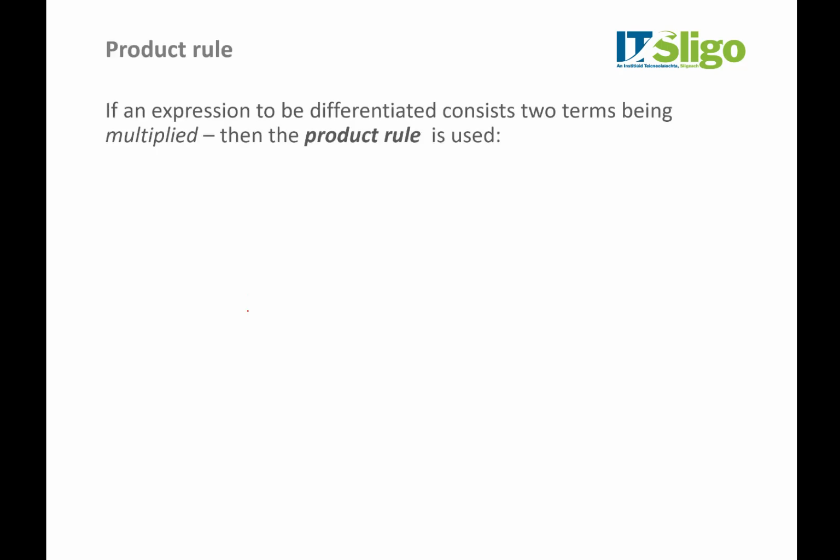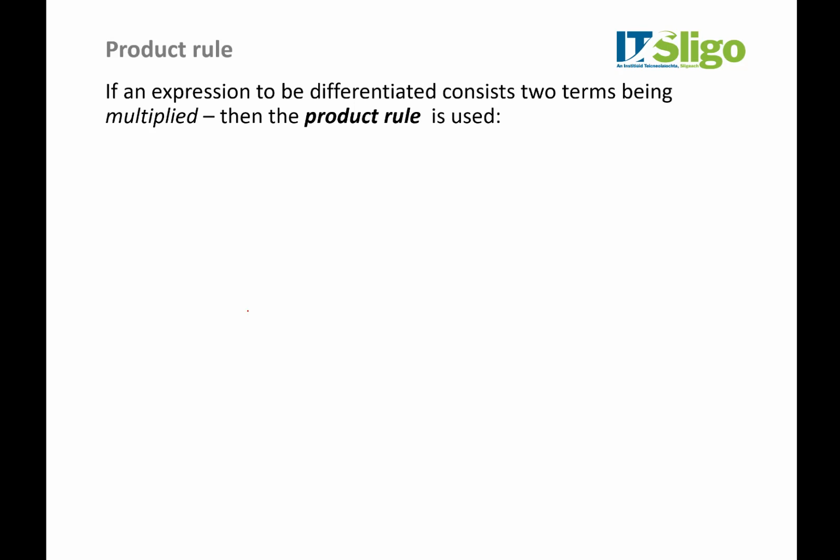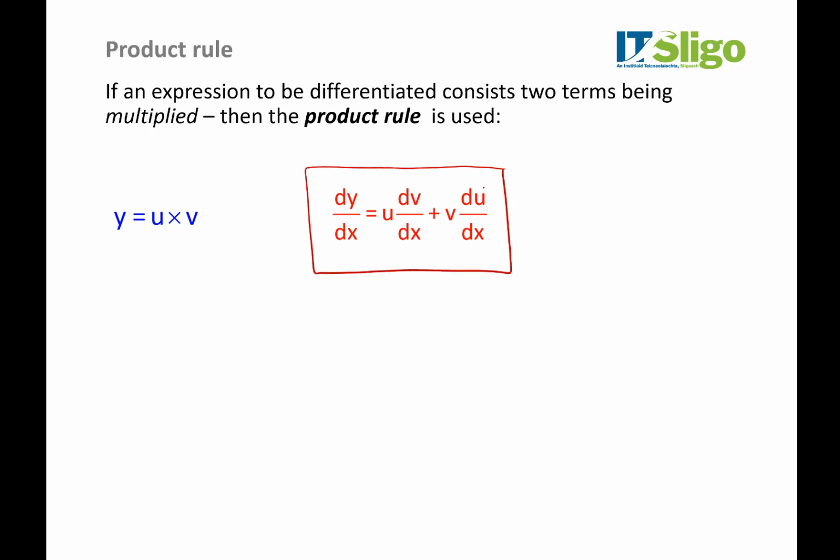So now we take a look at the product rule. If an expression to be differentiated consists of two terms being multiplied, then we use the product rule. Notice now the sign has changed. It's now two terms, u and v, being multiplied. The product rule looks like this: dy/dx is u dv/dx plus v du/dx. Again, it looks complicated, guys, but once you see a couple of examples done, it's fairly straightforward. The product rule would always be given to you in the formula tables as well. So we'll take a look at an example.